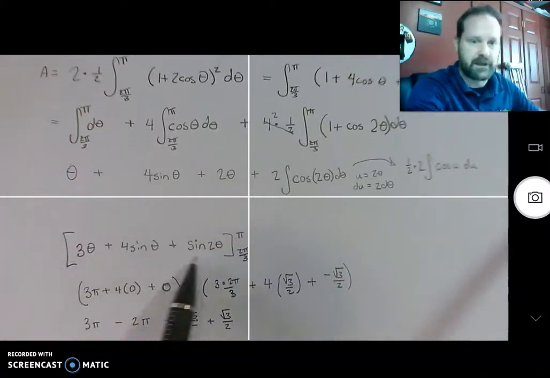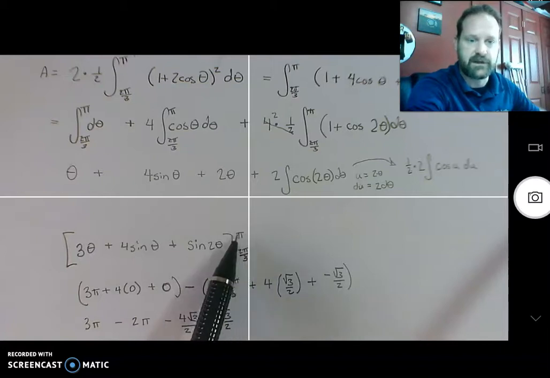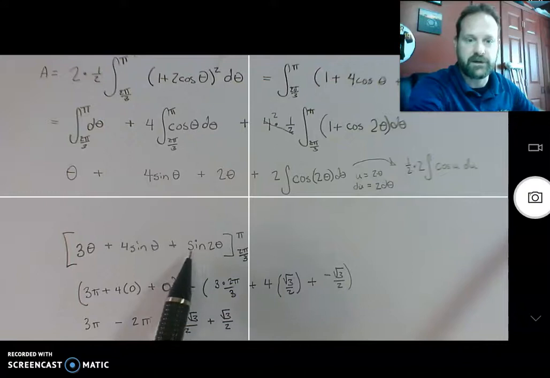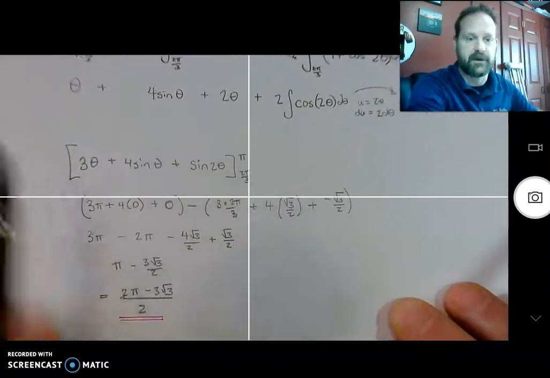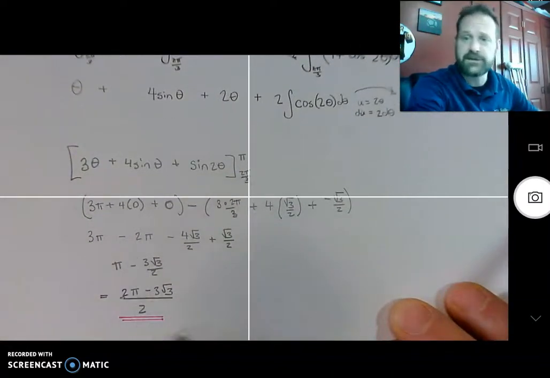simplifying down, adding like terms, we're still taking the definite integral, so we have the region between pi and 2 pi over 3. So plugging in pi wherever we have a theta, and then plugging in 2 pi over 3. This is going to be 4 pi over 3. Check your chart, and what is the sine of 4 pi over 3? That's negative radical 3 over 2. Adding like terms, simplifying, and then we get this. And that was just the inner loop.